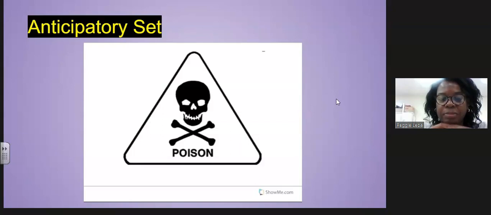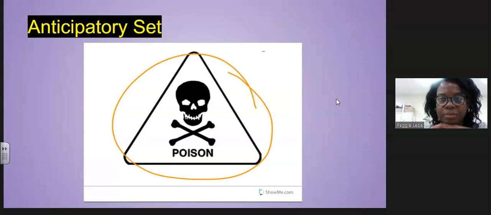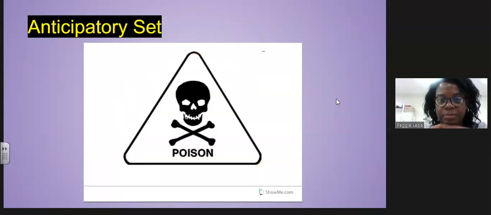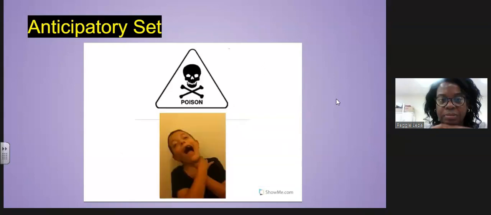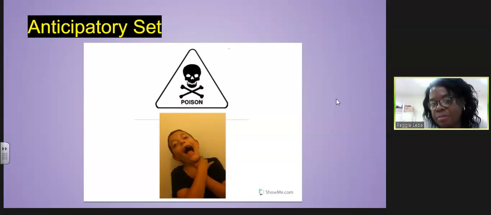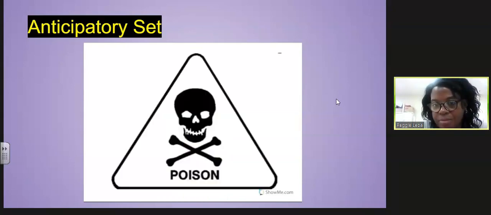Look at the sign. That sign says poison. Poison is something that can make us very, very sick. We never touch something that's marked poison, and we never put it in our mouth. Poison can make us very, very sick. We never touch it, and we never put it in our mouth. Poison.